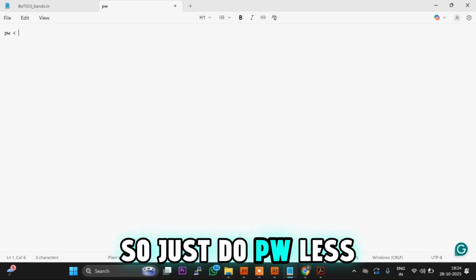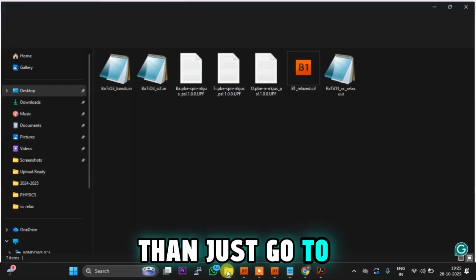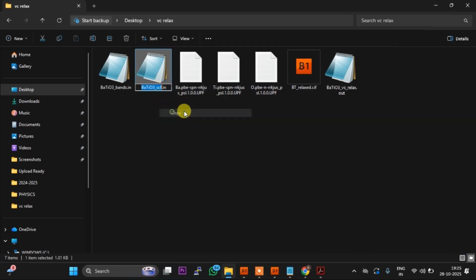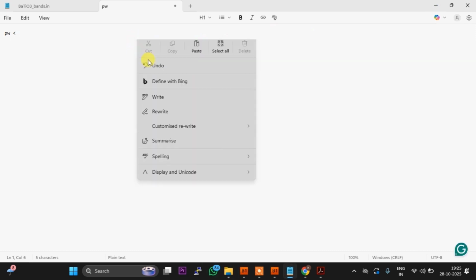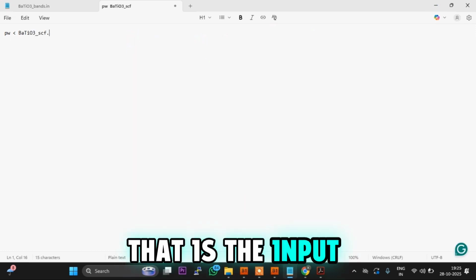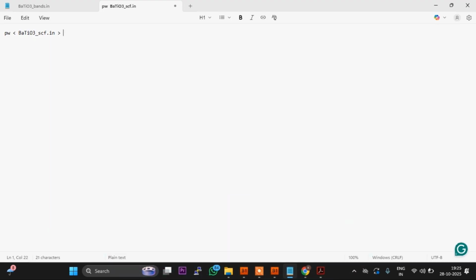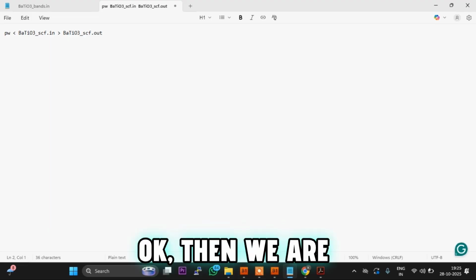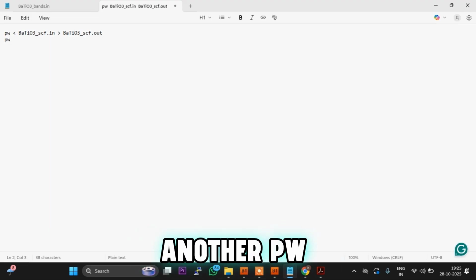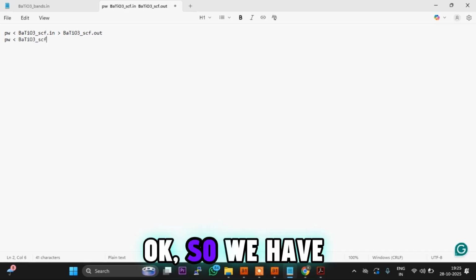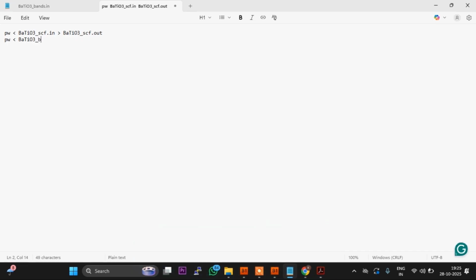So just do pw.x less than, just go to this particular folder in desktop, and let me copy this name and just paste it here. That is the input file name. I have told this many times in the previous tutorials. And let me just paste it here, dot out. Okay. Then we are going to run another PW calculation, but now with bands input. Okay. So we have renamed it as bands dot in.